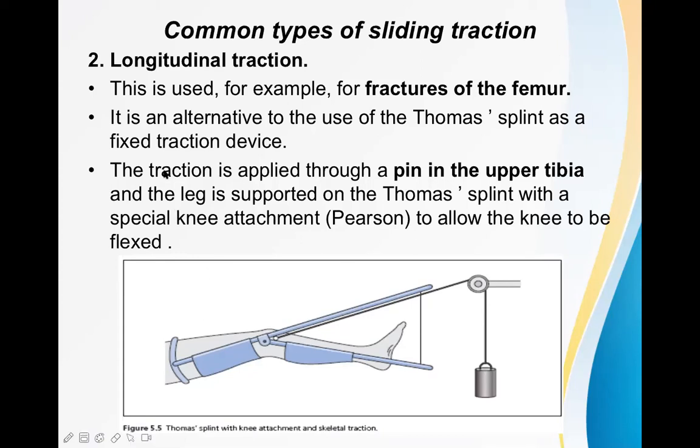Now this traction is applied through a pin in the upper tibia, and the leg is supported on the Thomas splint with a special knee attachment, which is known as Pearson attachment, to allow the knee to be flexed. So this is the upper tibia. Remember, there is a pointed area on the upper part of the tibia, which is known as tibial tuberosity. So they may pass a pin through the tibial tuberosity and then apply the traction there. So this is the way.